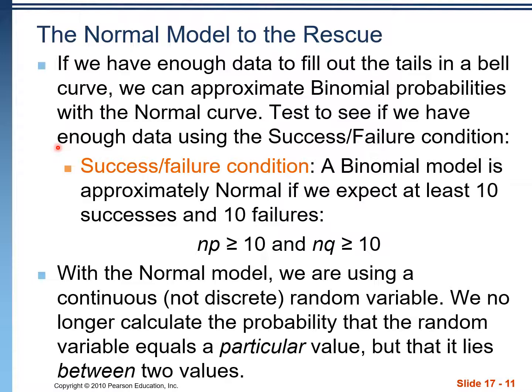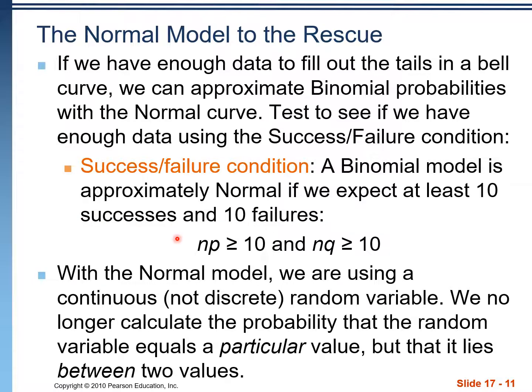All right, moving on. You probably noticed we've been using the normal model more and more in this unit, and that continues as we get further and further into the book. So in order to apply the normal model to a binomial distribution, we need to make sure it meets a key condition, which is called the success-failure condition. And this condition is really just checking to make sure we have enough data to fill out the tails in a bell curve. Okay, so we want to make sure we have at least 10 successes and 10 failures.